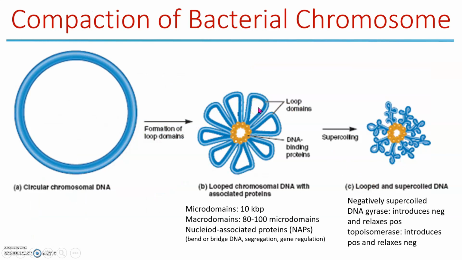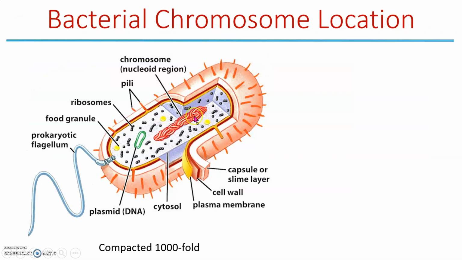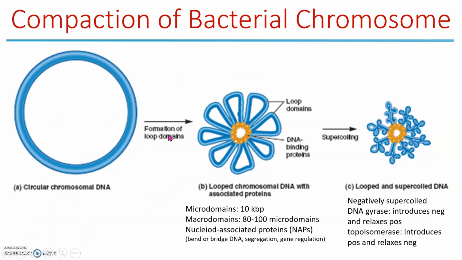Now, how do we get it? So how do we go from all of this to that, to packaging it inside the nucleoid region? So we start with the circular chromosome, and now we have to form loops. These loops are called microdomains in bacterial chromosomes, and each microdomain is about 10,000 base pairs. Then, if you put 80 to 100 microdomains together, you get a macrodomain.